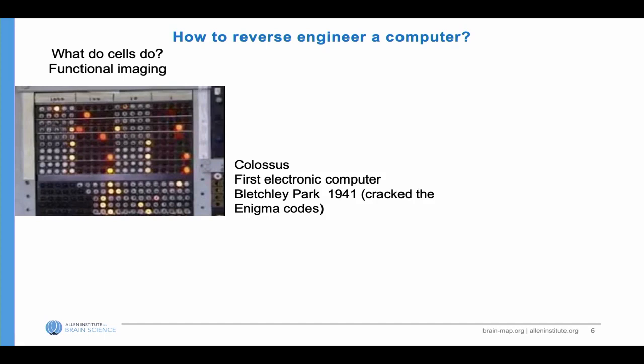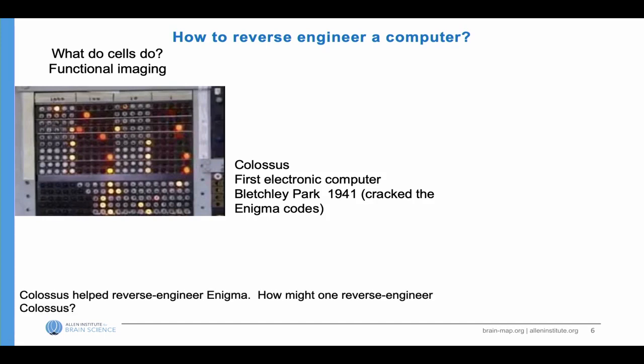How to reverse engineer a computer. How would you do that? Well, you first look at what it's doing. And in the earliest computers, such as Colossus, that saw the Enigma codes with Alan Turing and others, you could see what the computer was doing by seeing the flashing lights. And the orange lights are essentially counting to 10 in various ways, doing decimal arithmetic.